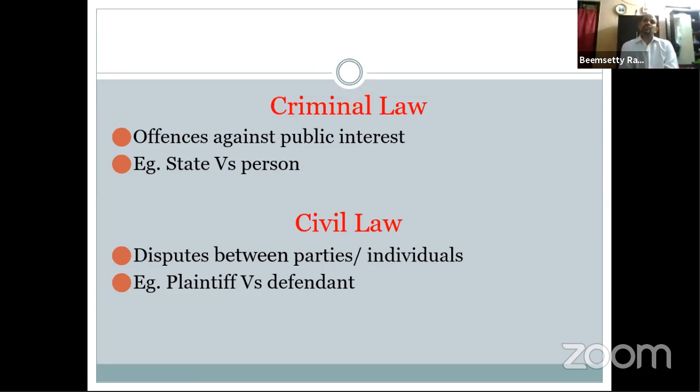Criminal law and civil law. What is criminal law? Criminal law deals with offences against public interest, for example, where the state is the party. Civil law deals with the disputes between parties or individuals. For example, whoever initiates a trial or case in a civil case is called the plaintiff, and the opposite party is called the defendant. Remember, the one who initiates the case is the plaintiff in civil cases, and the opposite party is the defendant.